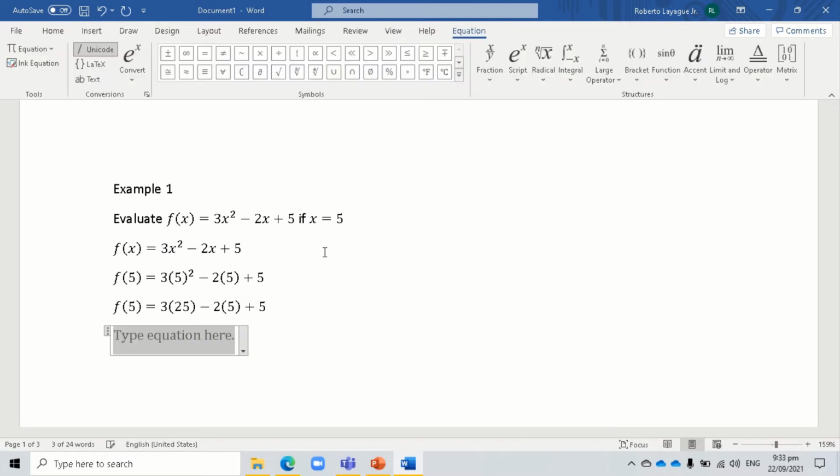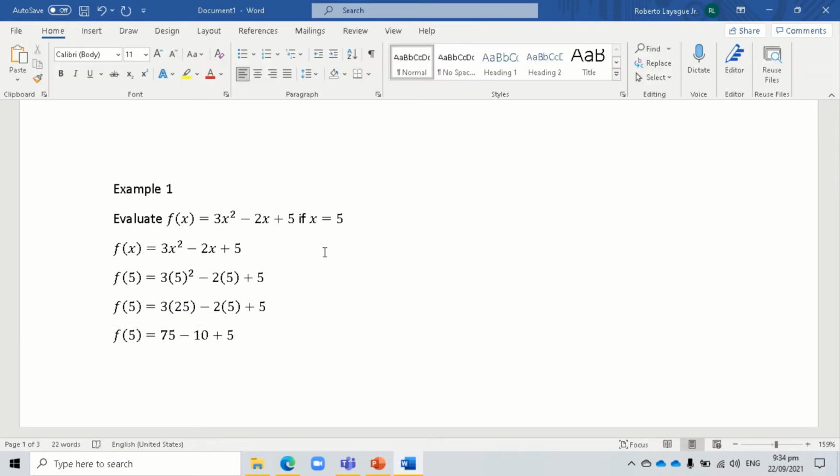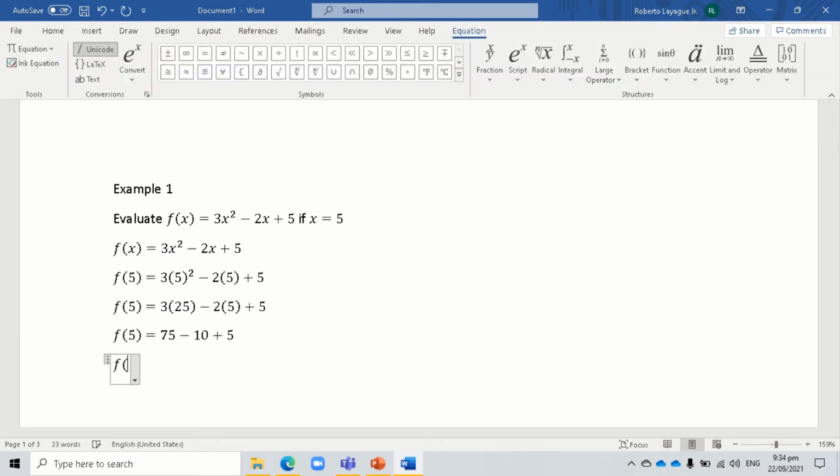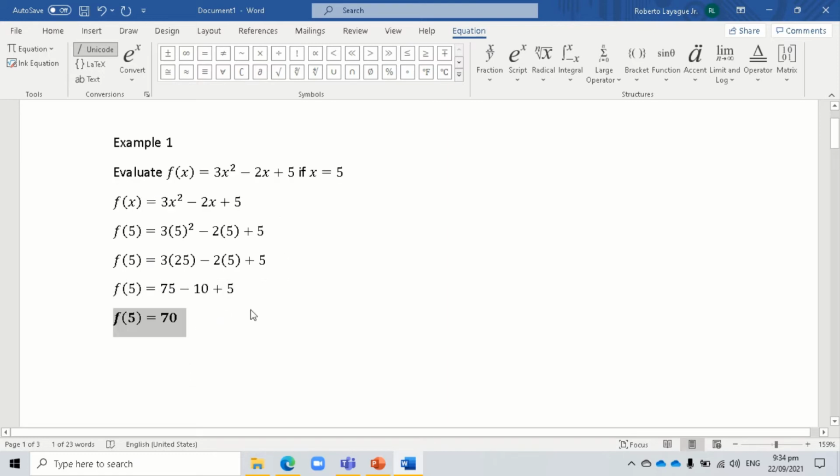So f of 5 would be equal to 3 times 25, that is 75, minus 2 times 5, that is 10, plus 5. So we could have f of 5 that would be 75 minus 10, that would be 65 plus 5, so that would be 70. And this is now our answer when we evaluate the function at 5.